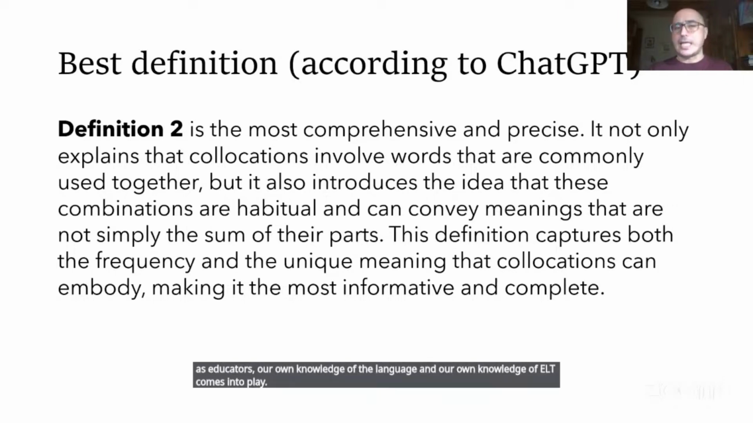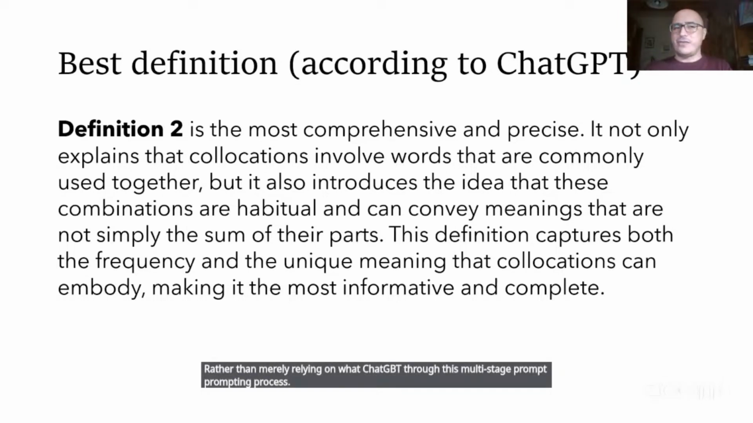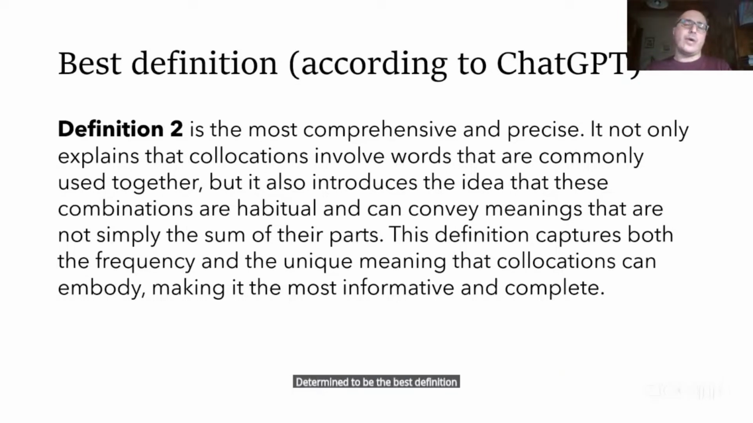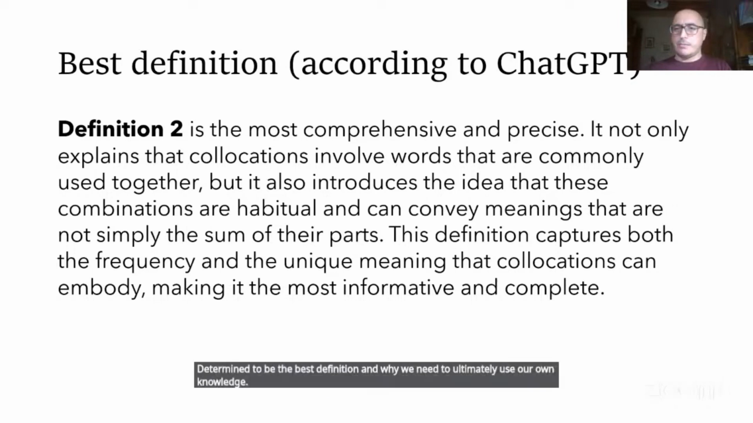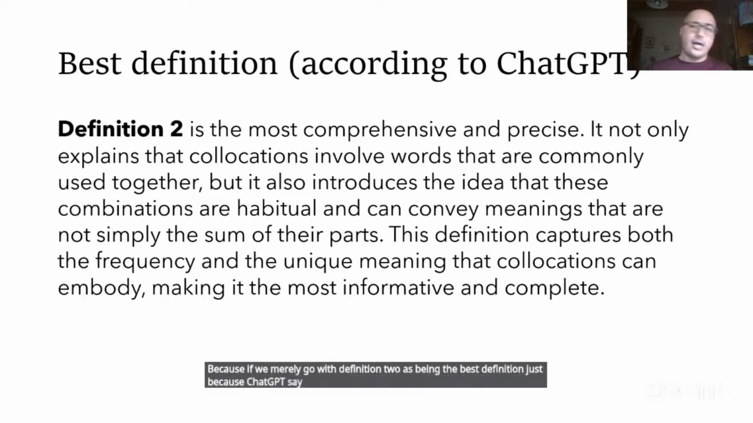Rather than merely relying on what ChatGPT, through this multi-stage prompting process, determined to be the best definition and why, we need to ultimately use our own knowledge. Because if we merely go with definition 2 as being the best definition just because ChatGPT says so, then that is where we are offloading. We are basically shifting the cognitive load to the technology without using our own expertise to question whether this is the case or not.